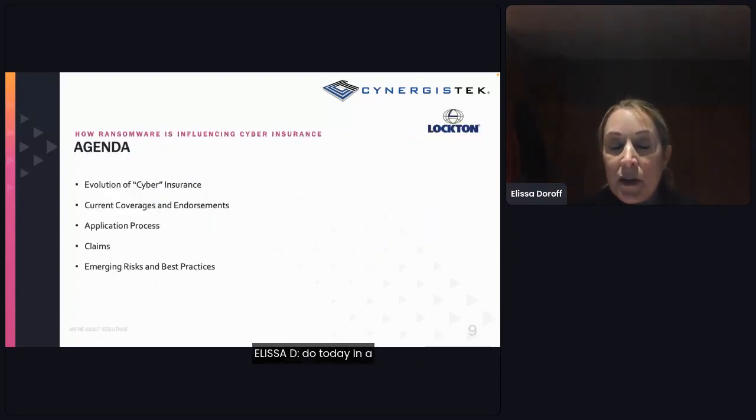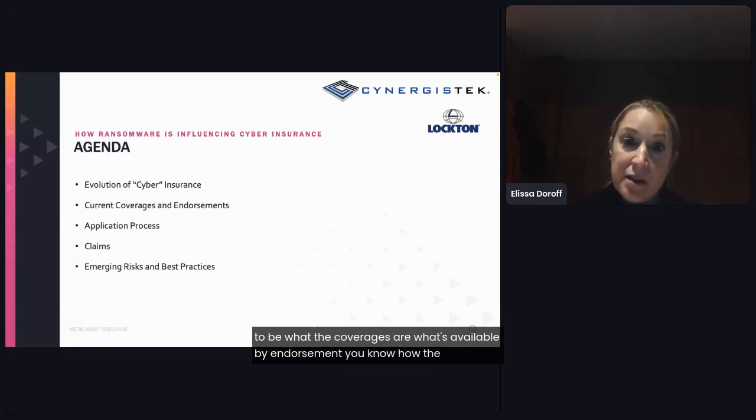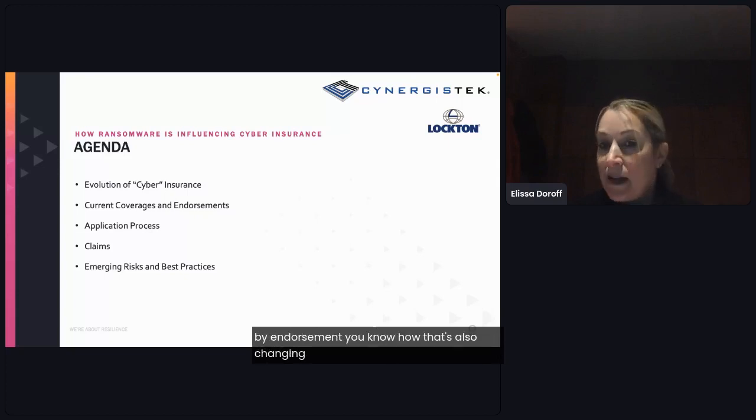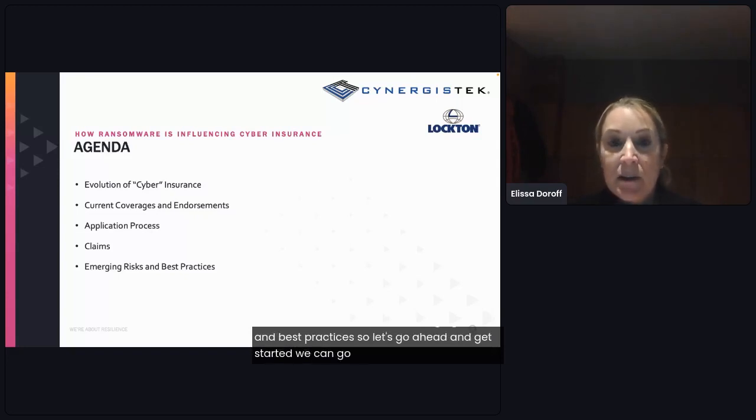So today, we'll talk briefly about the history of cyber insurance, how it came to be, what the coverages are, what's available by endorsement, how that's also changing, what the application process looks like, what the claims process looks like, and of course, we'll talk about some emerging risks and best practices. So let's go ahead and get started. We can keep going.